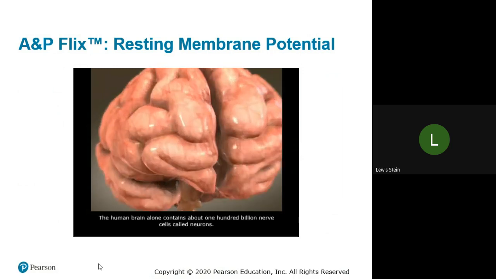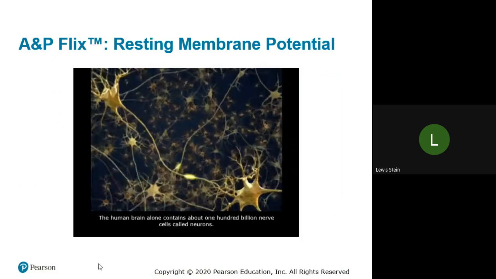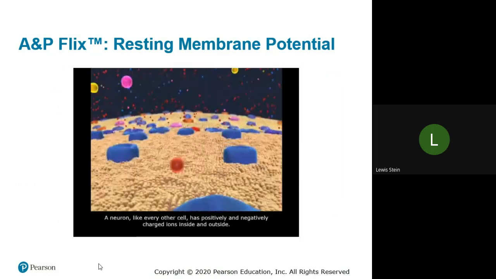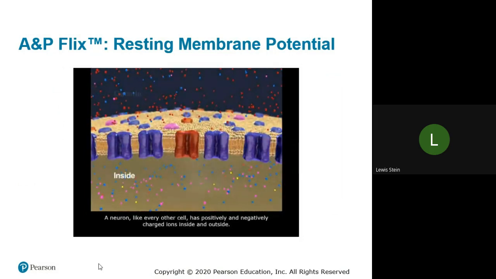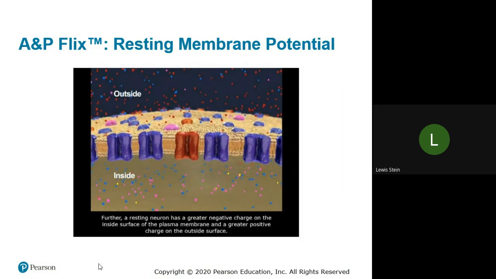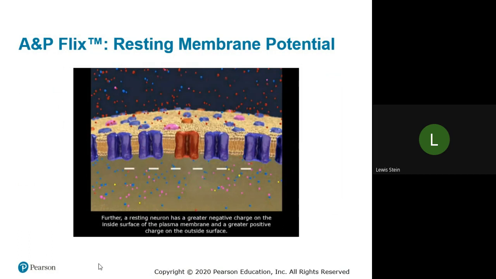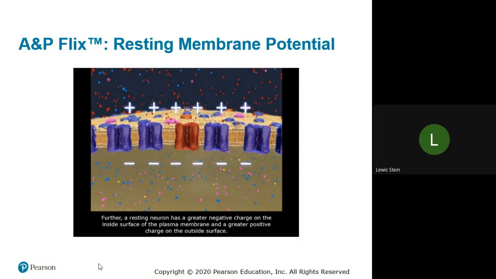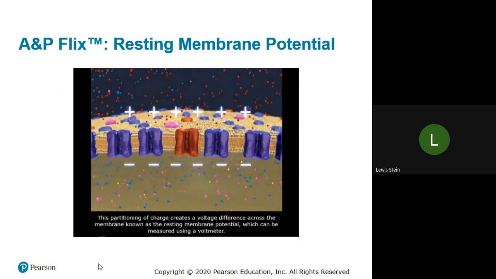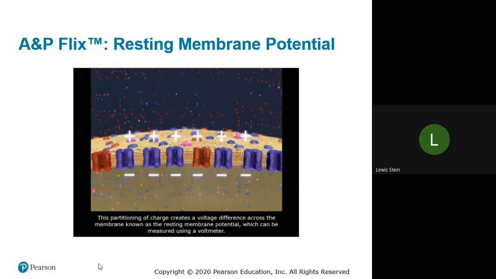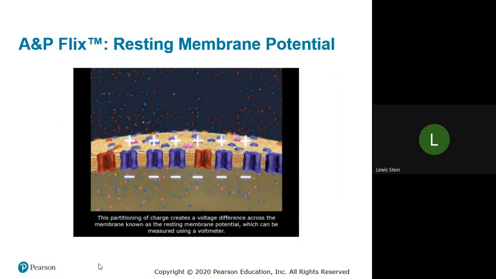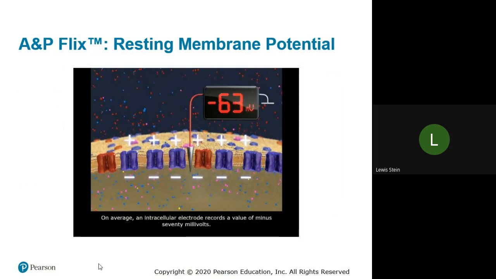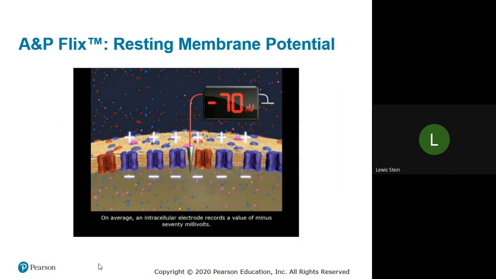The human brain alone contains about 100 billion nerve cells, called neurons. A neuron, like every other cell, has positively and negatively charged ions inside and outside. Further, a resting neuron has a greater negative charge on the inside surface of the plasma membrane and a greater positive charge on the outside surface. This partitioning of charge creates a voltage difference across the membrane known as the resting membrane potential, which can be measured using a voltmeter. On average, an intracellular electrode records a value of minus 70 millivolts.